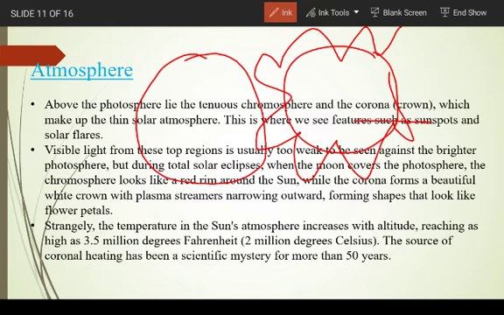This outer region, the chromosphere and corona, we never see from the earth. It is not visible from the earth. It is only visible during a total solar eclipse, when only the ring region of the sun is visible.